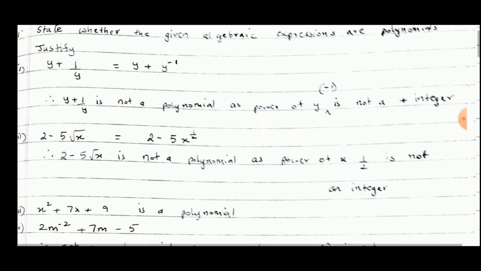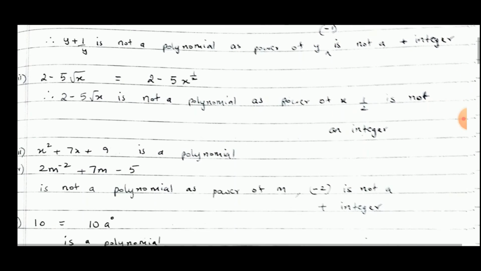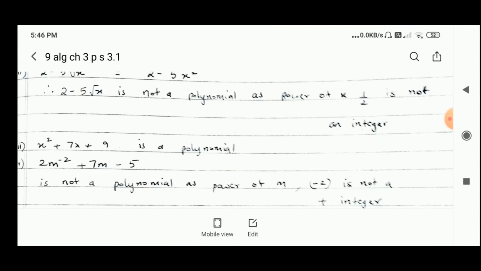Then 2 minus 5 root x is not a polynomial, as the power of x is half, which is not an integer. So x square plus 7x plus 9, this is a polynomial.